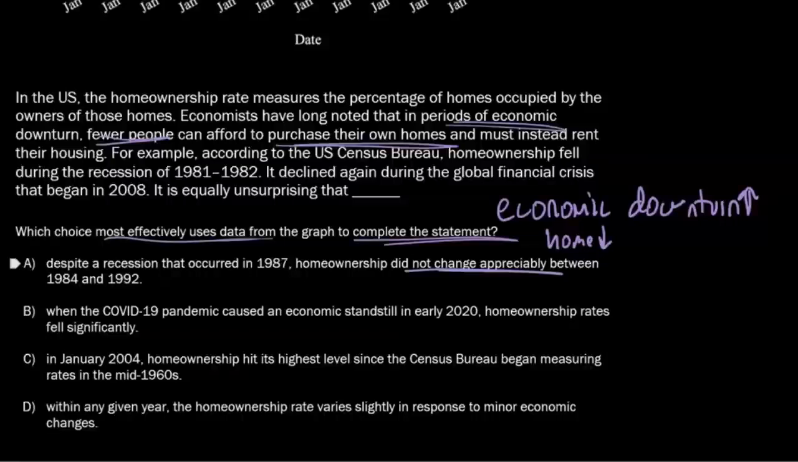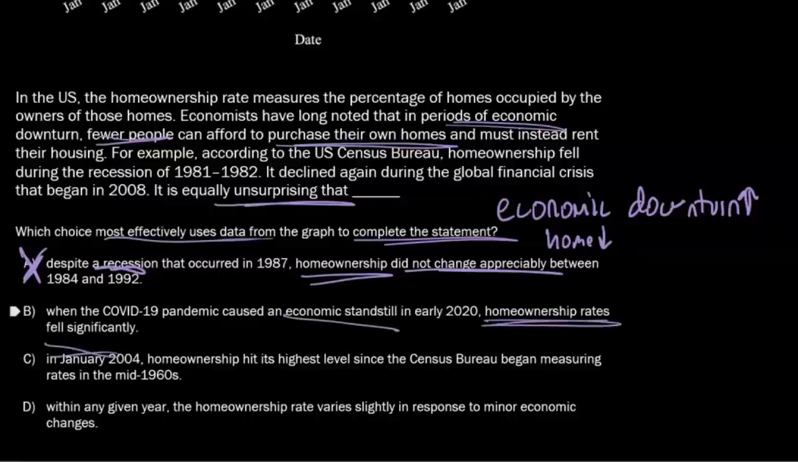This one, immediately I can tell you without looking at the graph, doesn't make sense, because when a recession occurs, when we have economic downturn, it's saying that home ownership did not change. Okay, this does not complete that statement, because it's trying to show a pattern. Now, the next one: home ownership rates fell significantly. Again, we know economic downturn, so it could be B. All right, let's take a look at another one.